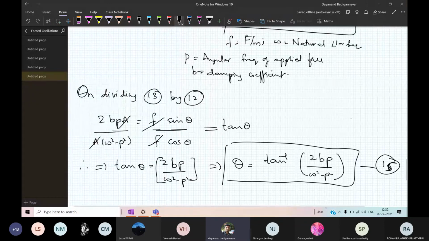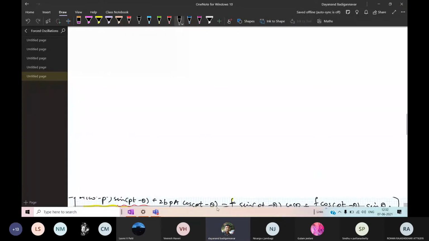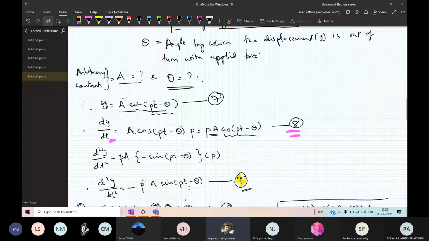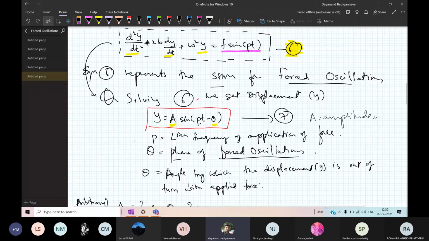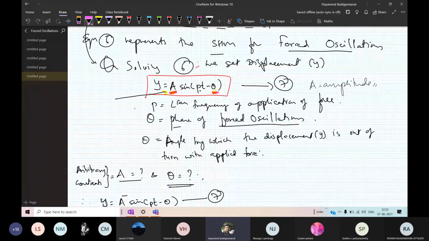Now we have calculated the value of A and theta. In this equation, we have calculated A and theta for the displacement. Now, if you substitute for A and theta, you get the value for the displacement of a forced oscillation.